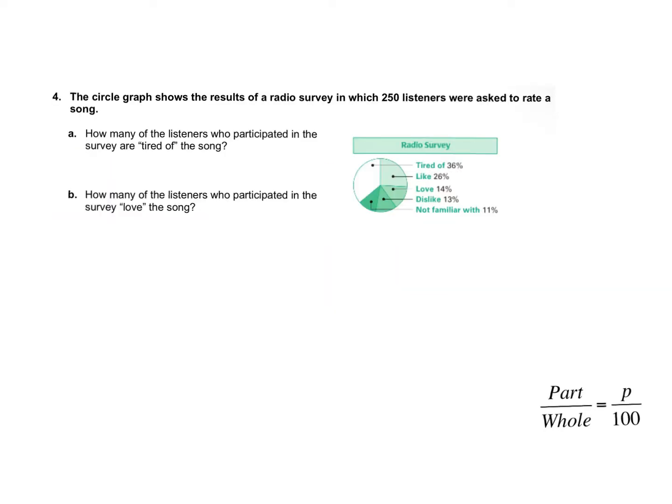All right, number 4, it says the circle graph shows the results of a radio survey in which 250 listeners were asked to rate the song. It says how many of the listeners who participated in the survey are tired of the song. So let's go ahead and take a look. We have tired of the song, which is 36%. So what we know is that we have our percentage, which is 36%. And then it said that out of 250 listeners, so that's the total number of listeners that were asked to rate the song. So we'll have 250 down here, and so we're solving for that part.